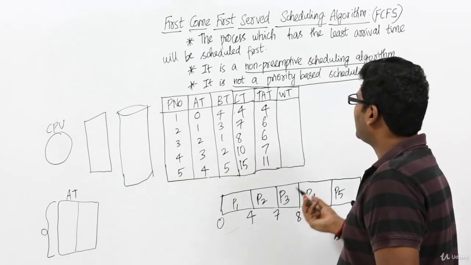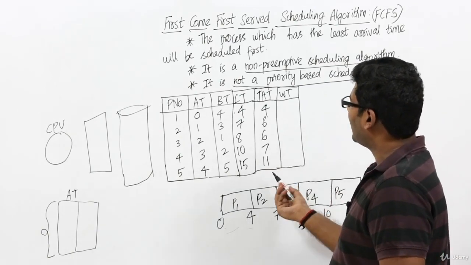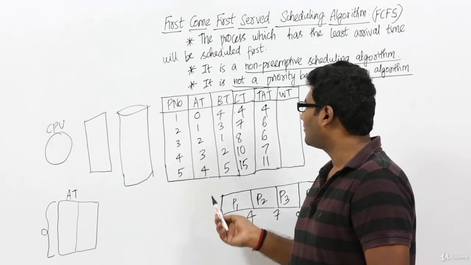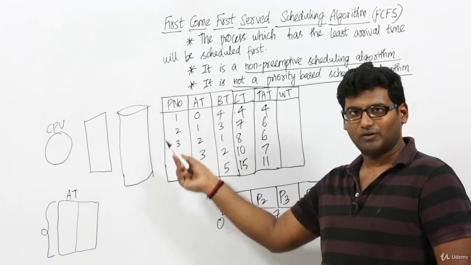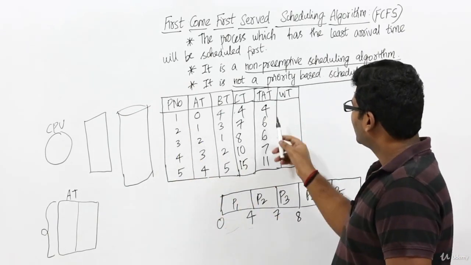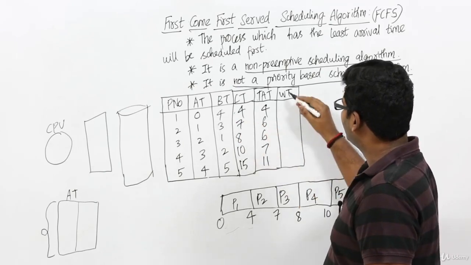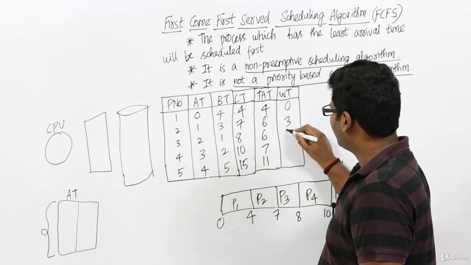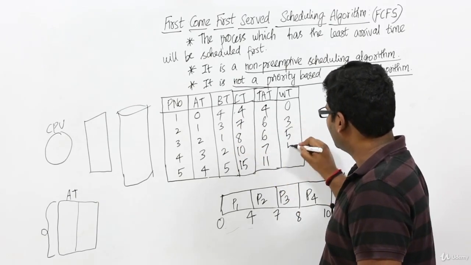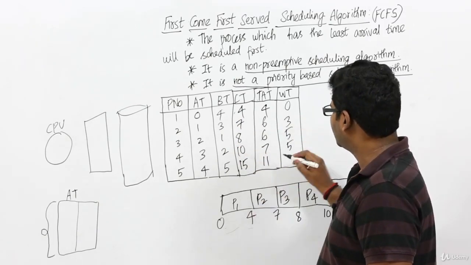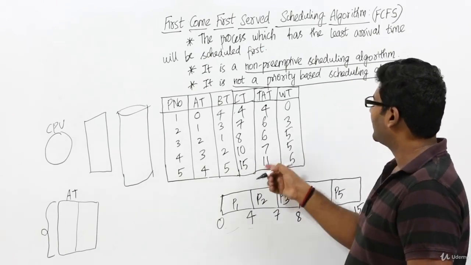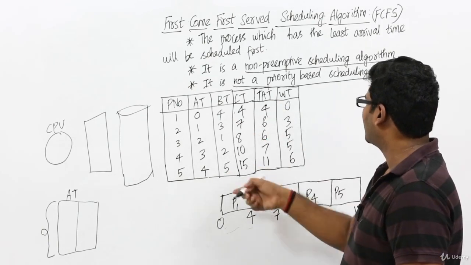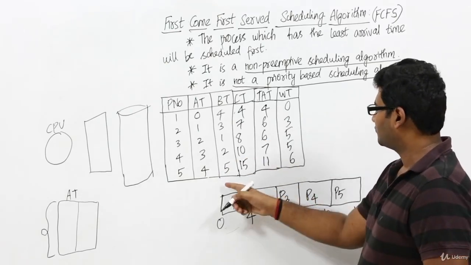As you all know, waiting time is nothing but turnaround time minus burst time, since IO time is 0. Again, we are assuming that the IO time of every process is 0. So 4 minus 4 is 0, 6 minus 3 is 3, 6 minus 1 is 5, 7 minus 2 is 5, 11 minus 5 is 6. Turnaround time minus burst time is waiting time.